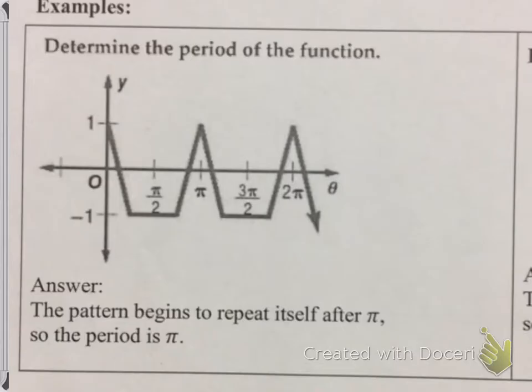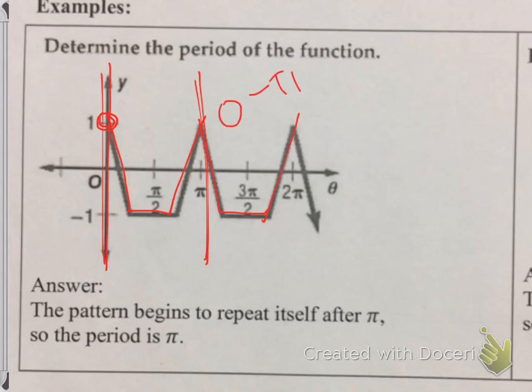This next example says determine the period of the function. The answer is down at the bottom, but let's look at it before we look down there. We're starting up here at 1, we go down, over, up, and if you notice, if I took just this piece of that pattern out, I could pick it up and place it right on top of this one. Again, it would form the exact same pattern. So I know that that's the end of my repeating pattern. It starts at 0 and goes to pi. So the period of my cyclic function here is pi.